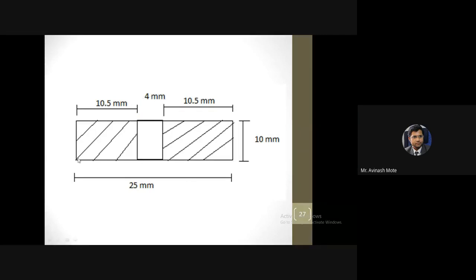So total size of bush is 25 millimeter. Out of that, if you reduce 4 millimeter, it will be 21 millimeter, and 21 millimeter is distributed on both sides, 10.5, 10.5. Okay, have you got the dimension?